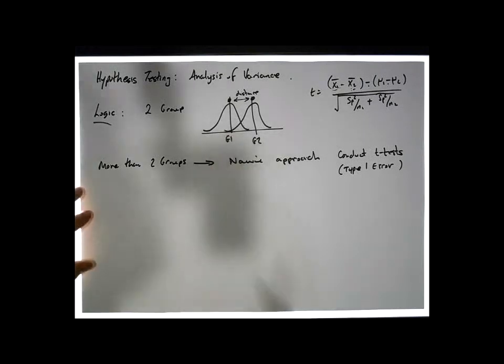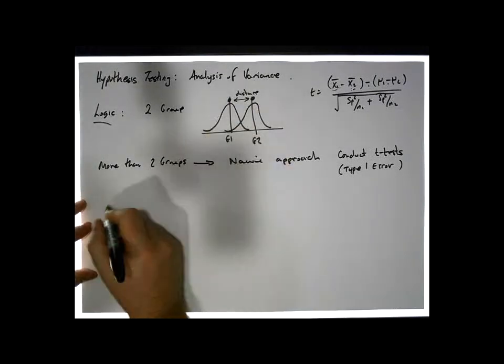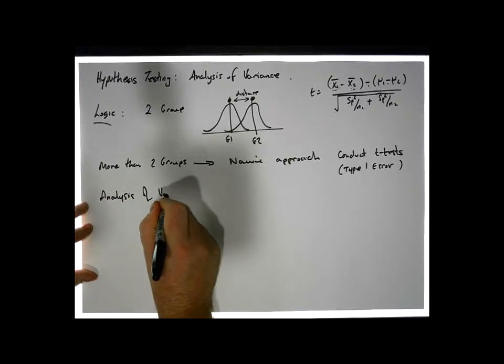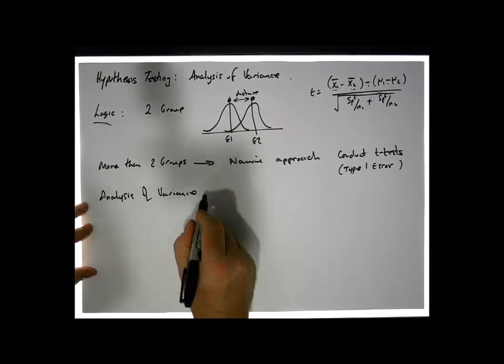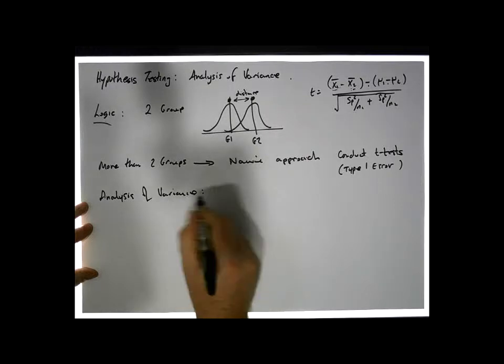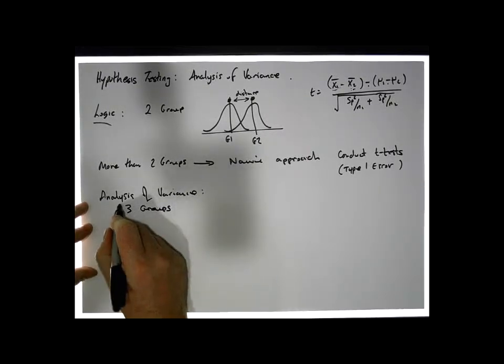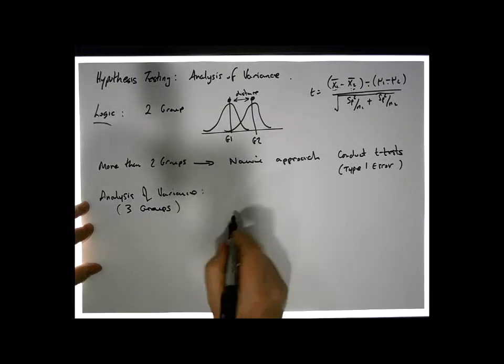So let's have a look at a different approach, the analysis of variance approach. And what does analysis of variance do? Effectively, let's just assume we've got three groups. It doesn't have to be three. We could have four groups, we could have five groups, and so on. But let's just assume that we have three groups.